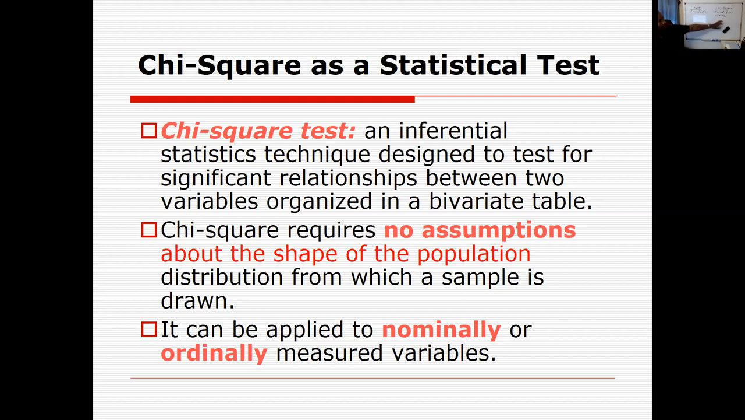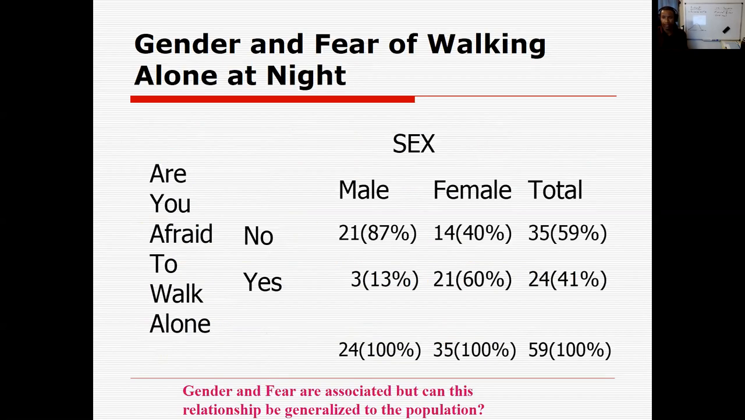One of the reasons why is because with nominal and or ordinal level data, you typically don't see normal distributions. There's no mean, so there's no below the mean, there's no above the mean, and you don't typically see nominal and or ordinal level data being normally distributed. Okay. And like I said already, you're going to use the chi-square test when you have nominal and or ordinal level data. So let's take a look at this crosstab.